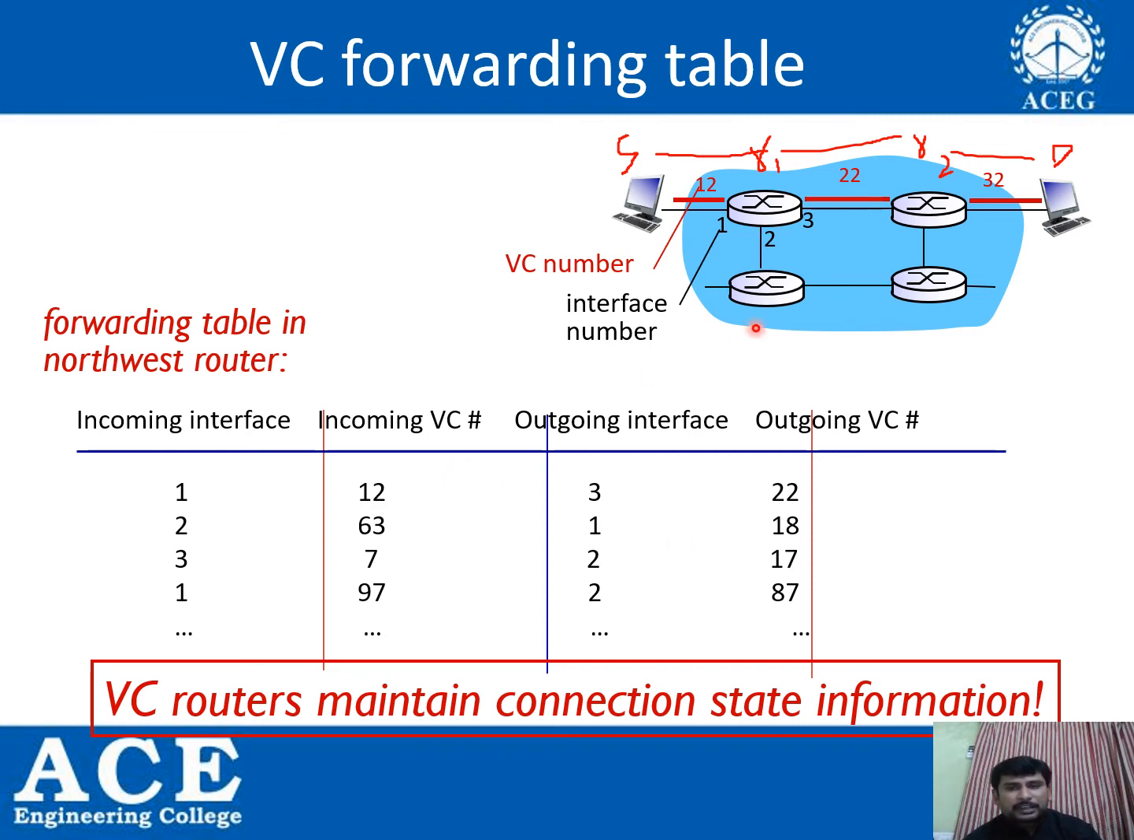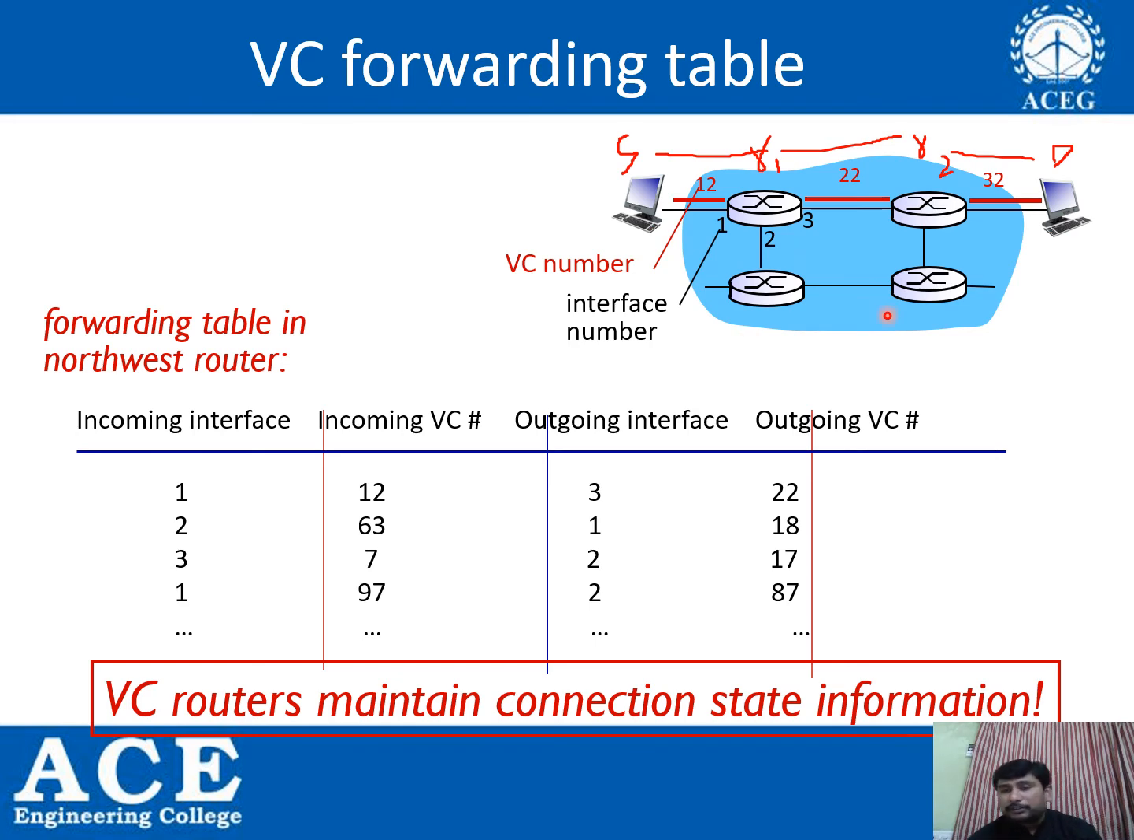Now similarly for the other interfaces: if the incoming interface is 2, we have an incoming virtual circuit identifier of 22, and 63 if it is outgoing through 1, then we need to use 18. If it is incoming through 3, then it is using virtual circuit identifier 7, and if it is leaving through 2, it has a different virtual circuit identifier. But the case which we are using here is incoming interface 1, so the virtual circuit identifier assigned is 12, and the outgoing interface used is 3, so we are assigning virtual circuit identifier 22.